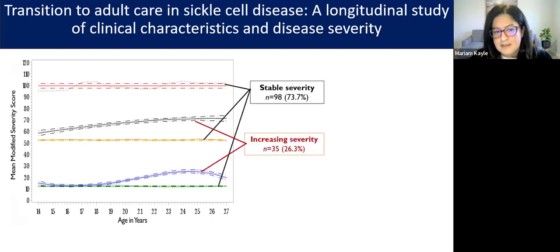Clinically, it made sense at the time. And so to understand the differences between the 2 groups, because of the small sample size, we ended up reclassifying them into a stable severity group and an increasing severity group.